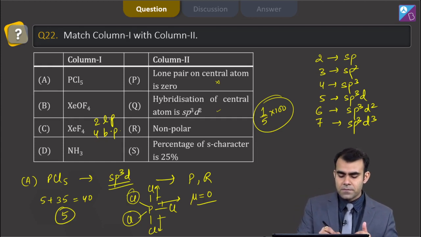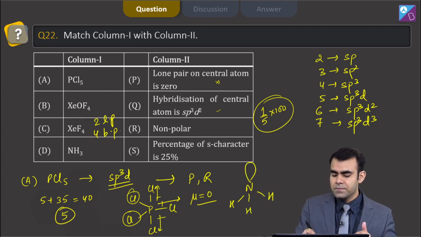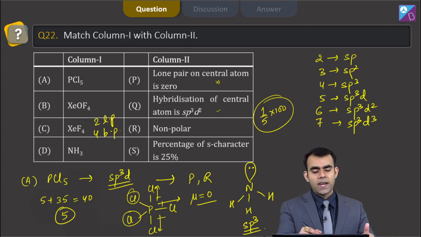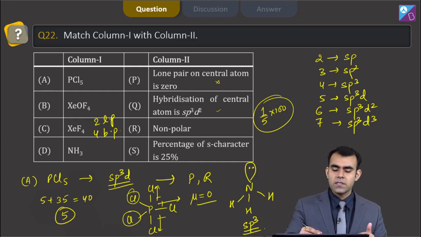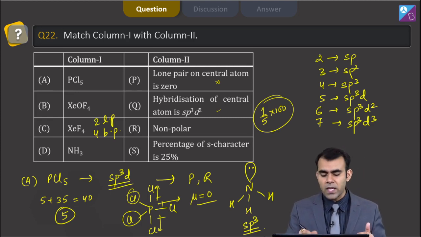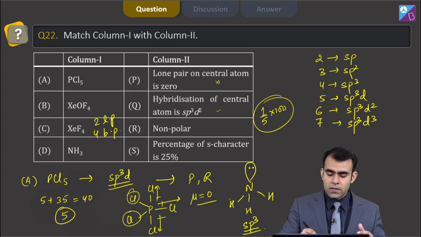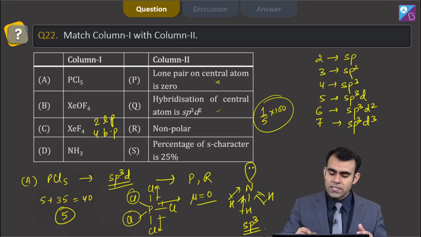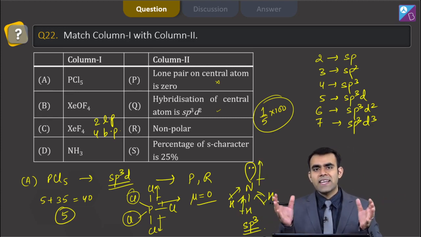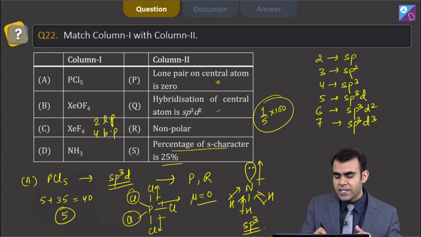Now for ammonia, we know ammonia is pyramidal in shape. It is like this, having sp3 hybridization. Is there any lone pair on the central atom? Yes. So the P option is not there. Hybridization sp3d2? No, it is sp3. Is it non-polar? No, it is polar, because the dipoles add up, and that's why we get high polarity in ammonia. And finally, percentage S character is 25%?